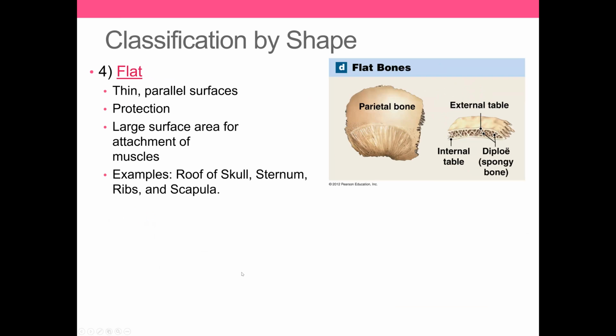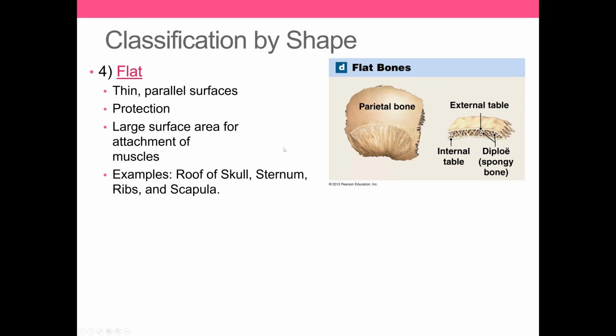The next shape is a flat bone. Flat bones have thin parallel surfaces, right? If we take a cross section like shown over here on the right, you can see the thin parallel surfaces with spongy bone in between. These provide protection for underlying tissues, for example, a lot of the bones on the roof of your skull, like your parietal bone, frontal bone, and occipital bone, are flat bones and they protect your brain.